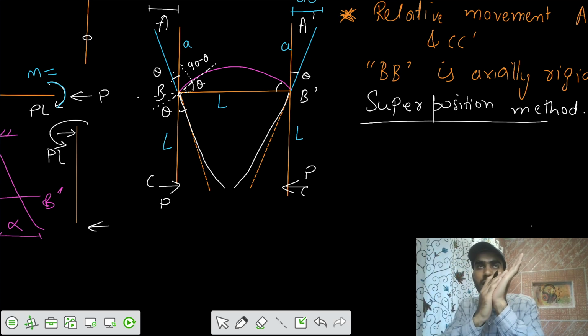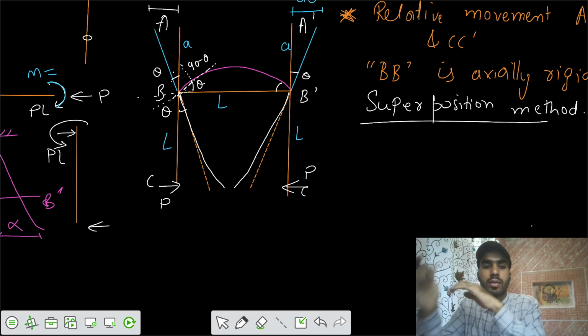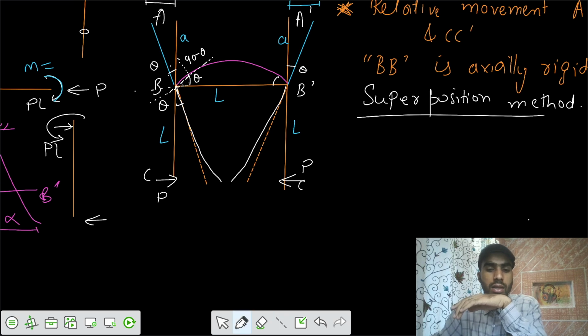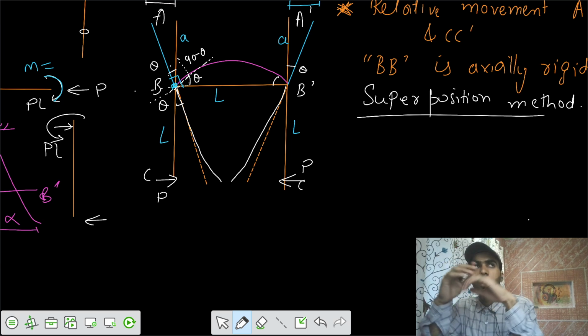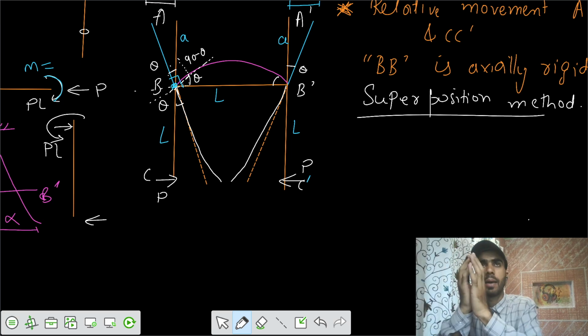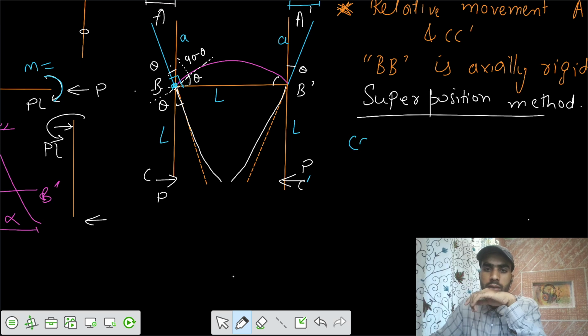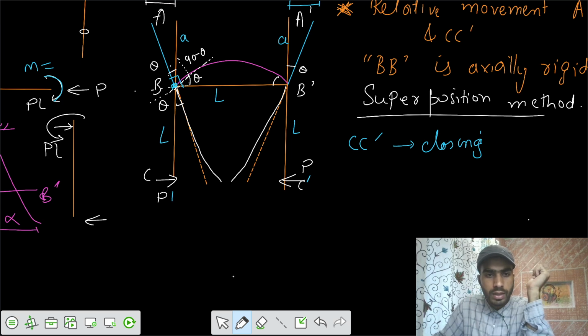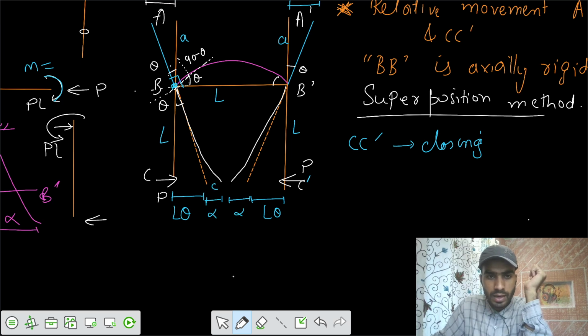Now to maintain that rigid connection at the joint B, you have to maintain 90 degrees between the three members. So because of that effect, your C and C dash are going inside, closing the gap. We have to say how much closure is there. So we can say this part is equal to L theta. This is also L theta, and we assume that this is alpha, and this is also alpha. So final C is there, C dash is here.